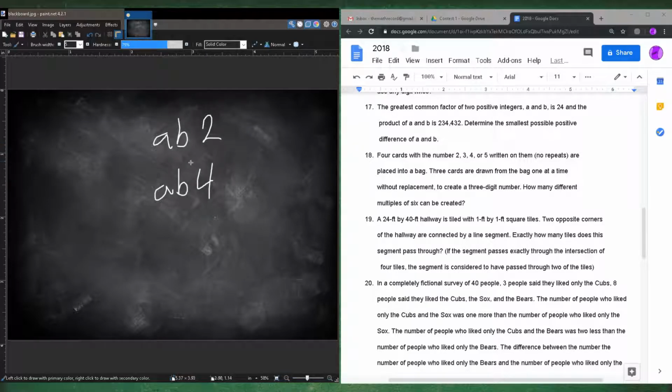Now we just need to find out if it's going to be a multiple of 6. The divisibility rule for a multiple of 6 is that it needs to pass the divisibility rules for 3 and 2, right? Because 3 times 2 is 6. So if it passes 2 and it passes 3, it's divisible by 6. The divisibility rule for 2, I already said, is that the unit digit has to be even. And to remind you, the divisibility rule for 3 is that the digits have to add up to a multiple of 3. So a plus b plus 2 has to be a multiple of 3.